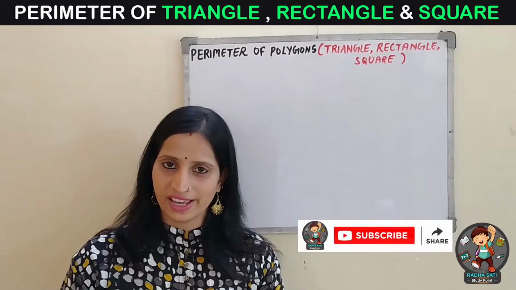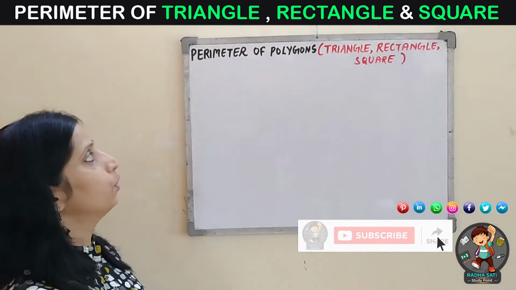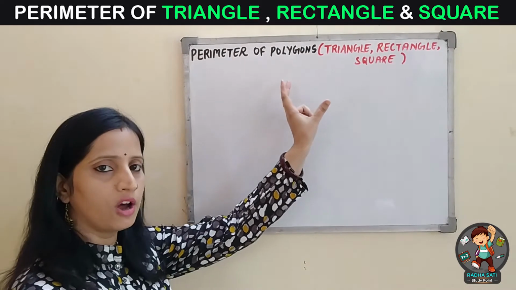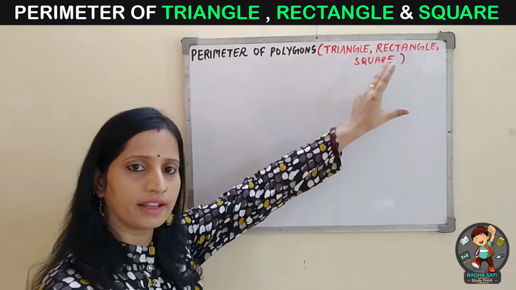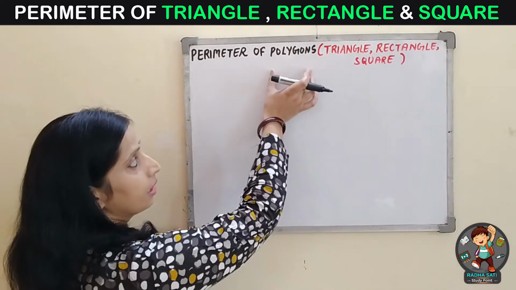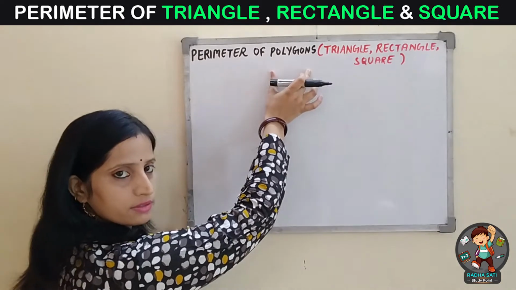Hello friends, welcome back. In today's video we will learn how to find the perimeter of polygons like triangle, rectangle and square. First we will learn the meaning of the term polygon.